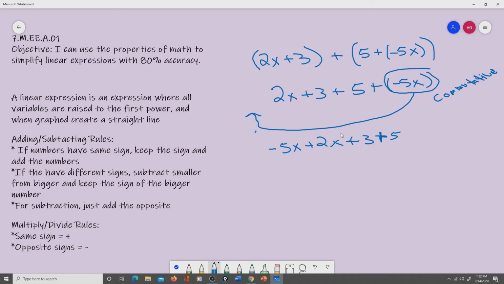Okay, and now I can use associative property again because I can say I'm going to work with those, and then I'm going to work with these as groups. Okay, so this is now associative again. And order of operations tells me to do parentheses, so I would do these. Again, I'm going to use different signs. So I'm going to subtract 5 minus 2, gives me 3. The 5 is negative and it's bigger, so negative 3x plus, and I'm going to do this, 3 plus 5 is 8. And I get negative 3x plus 8.